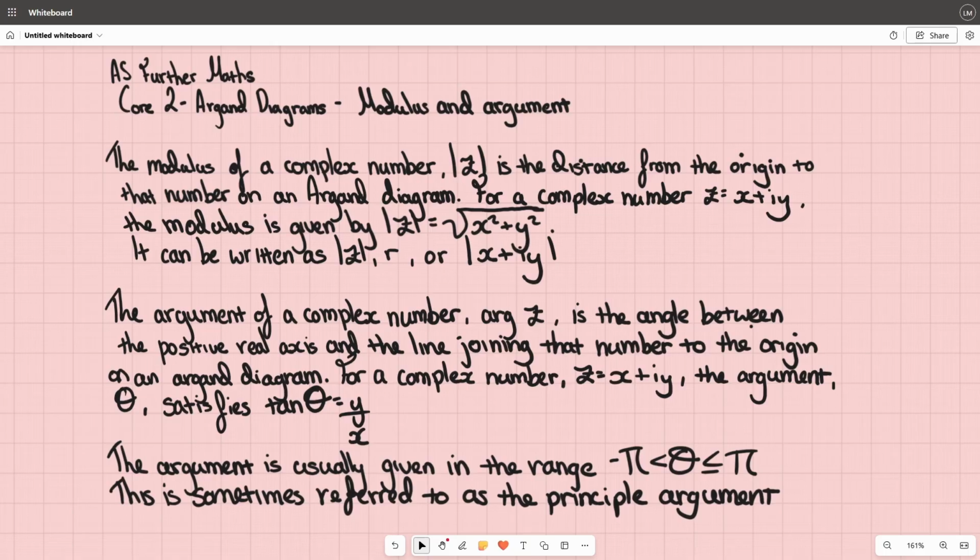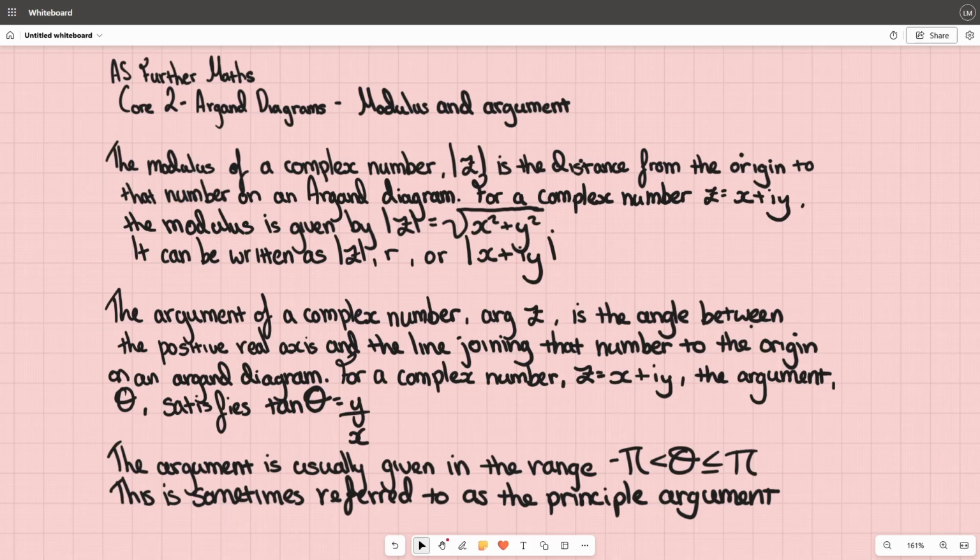So the modulus of a complex number, which is z in between those lines, is the distance from the origin to that number on an Argand diagram. For a complex number z equals x plus iy, the modulus is given by |z| equal to the root of x squared plus y squared. And it can be written as |z|, r, or |x plus iy|.